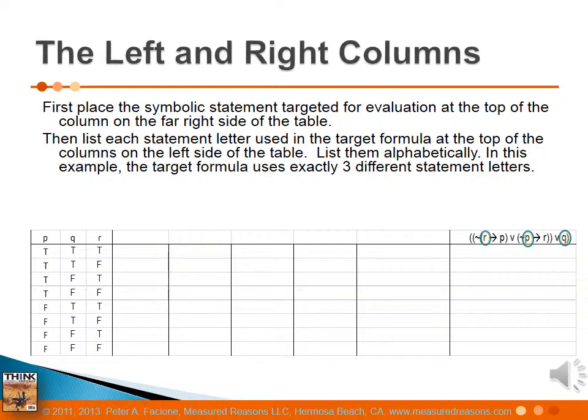The statement that we're seeking to evaluate, which is on the right-hand side of the table, may use the same statement letters more than one time. Nevertheless, we list each statement letter in that formula only once in the left-hand side when we present them in alphabetical order. No matter what order they appear in the formula we're seeking to evaluate, on the left-hand side, each statement letter listed only once appears alphabetically. In this example, P, then Q, then R.